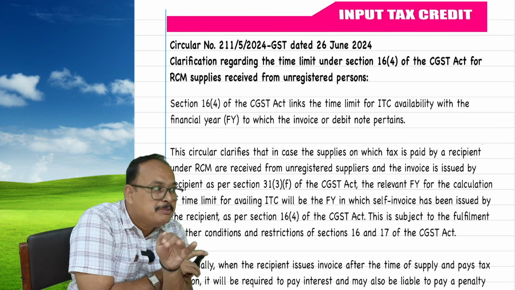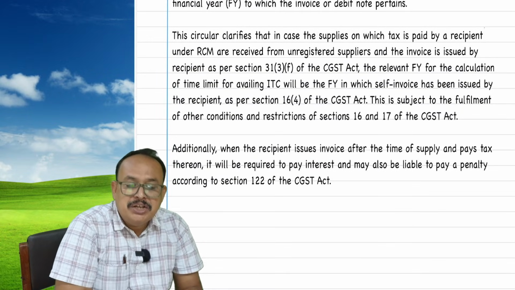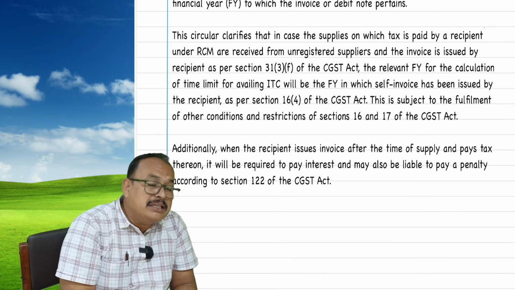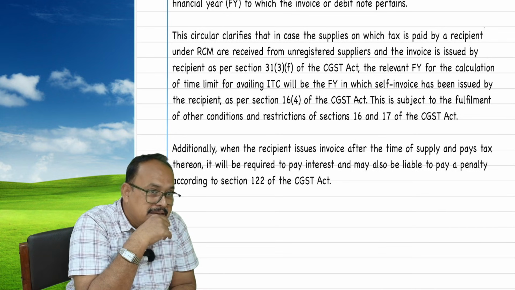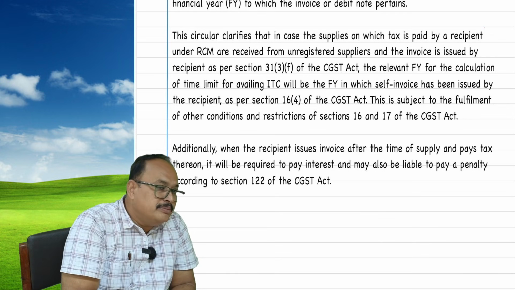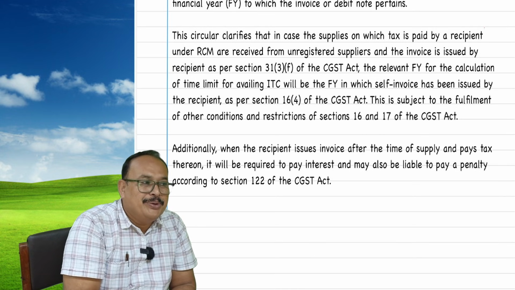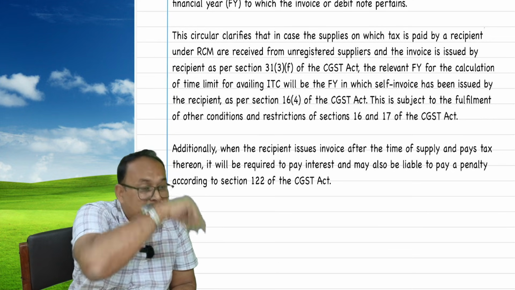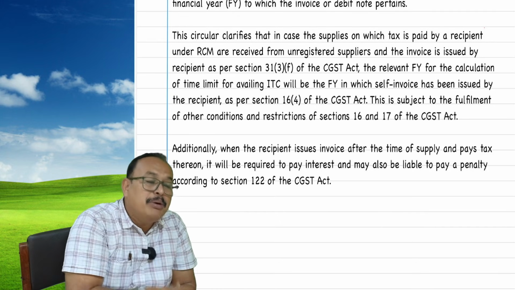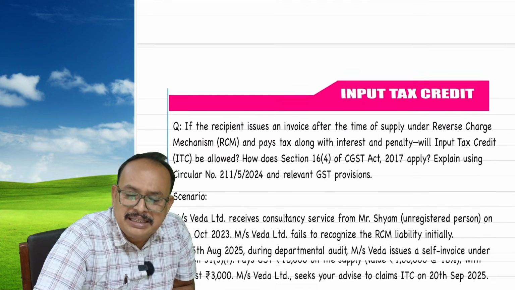Here, a time limit has been prescribed. What is the time limit prescribed here? Within 30 days from the date of receipt of the goods, the recipient has to issue the invoice. If the invoice is not issued, then pay the penalty as per Section 122. So if I issue the invoice later, sir, can I then avail ITC based on the invoice? Yes, but pay the penalty. Is that clear, my dear friends? These points are not clarified in the regular classes.